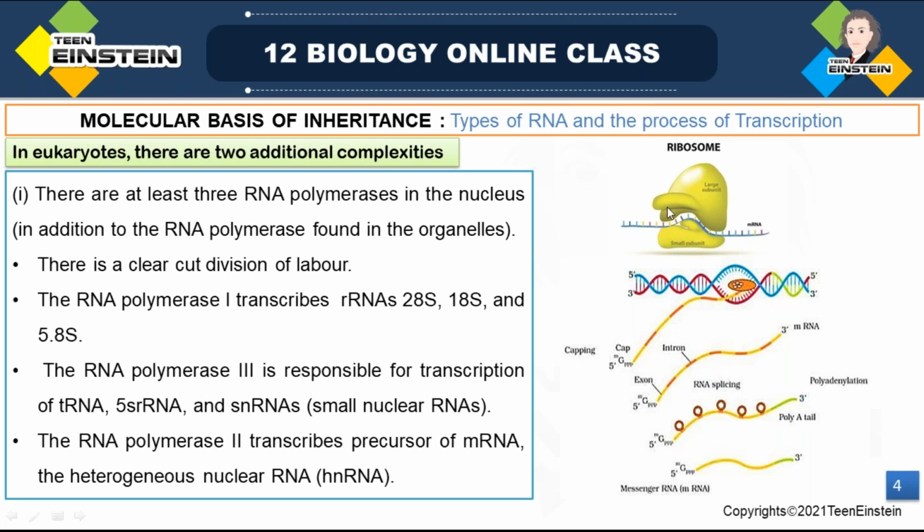And what is the large subunit doing? The large subunit catalyzes the peptide bond formation. So the small subunit decodes the genetic message and the large subunit catalyzes the peptide bond formation. Got it?